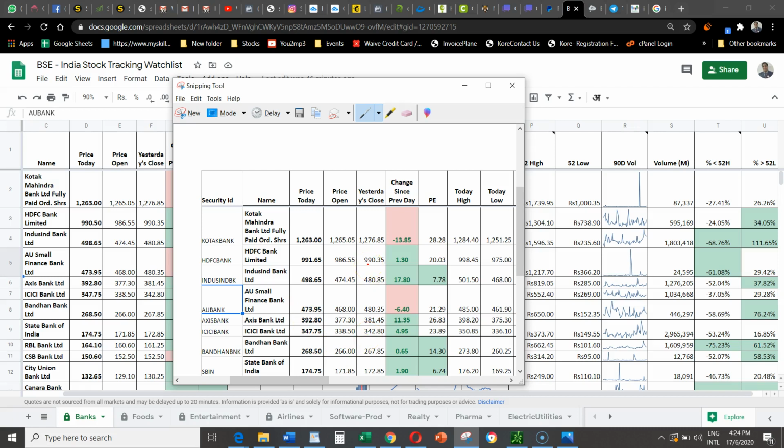Okay, so this is good enough. I think this shows you a quick overview of what this sheet is, and also gives you some ideas of how you can use it, so that you can take a decision to buy it, right?